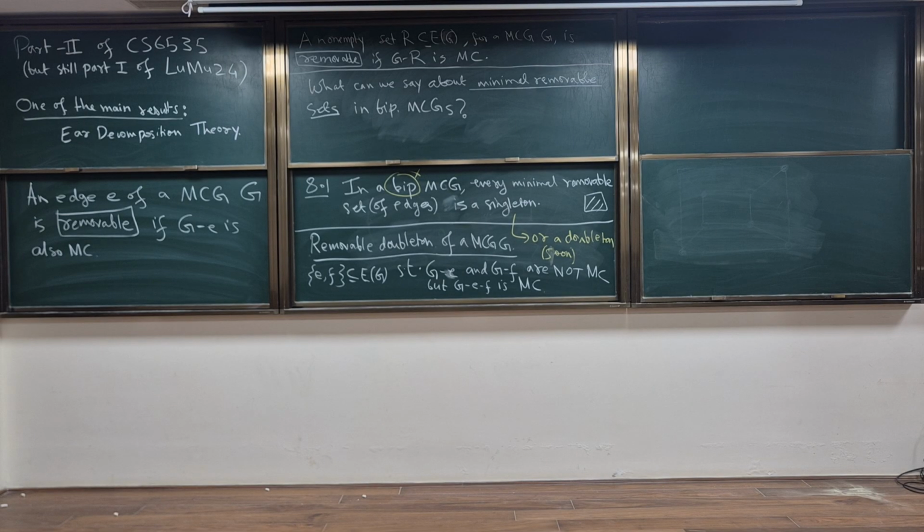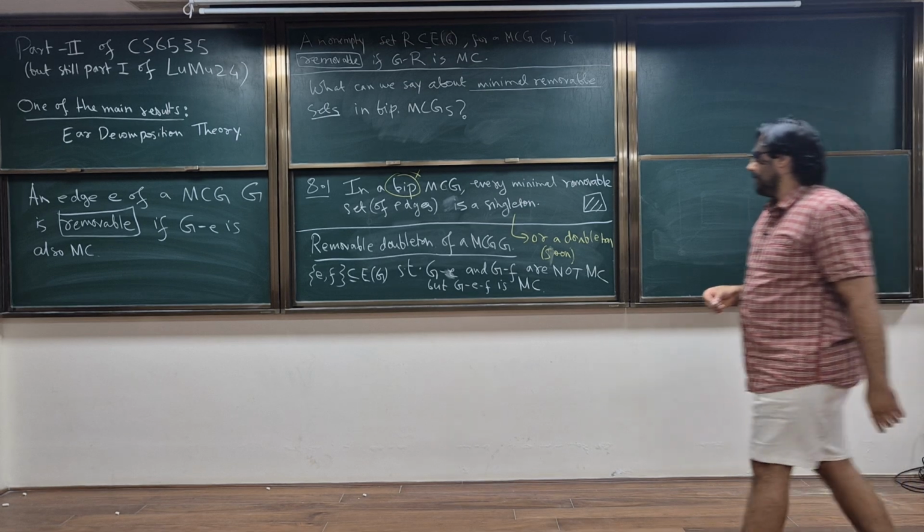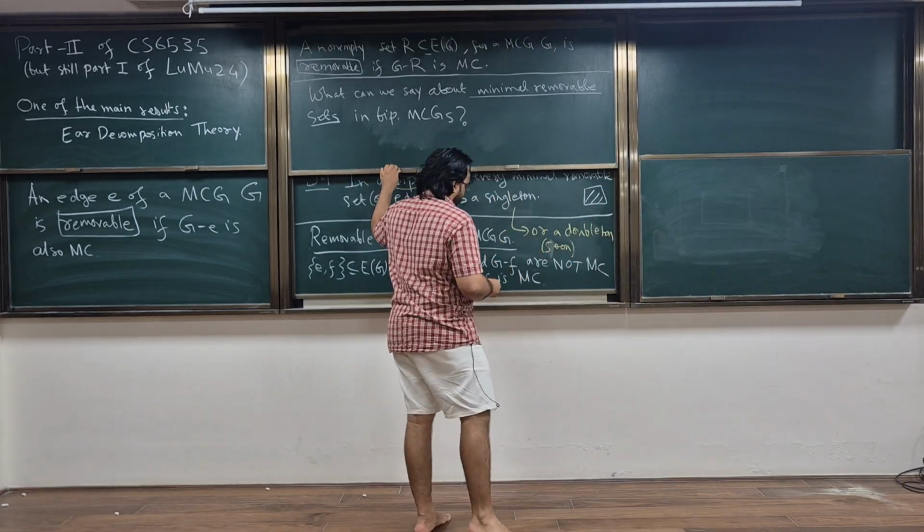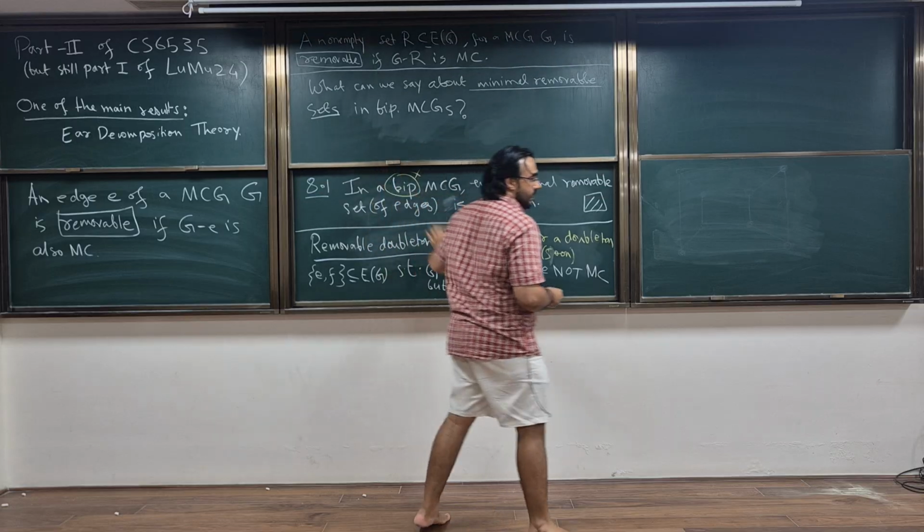In K4, for every perfect matching, the two edges comprise a removable doubleton. In the triangular prism, you take one edge from this triangle and you take the corresponding edge from this triangle, that's a removable doubleton. Now by symmetry you can see that in the triangular prism there are three removable doubletons. Yeah, and so on. Okay, what's next?